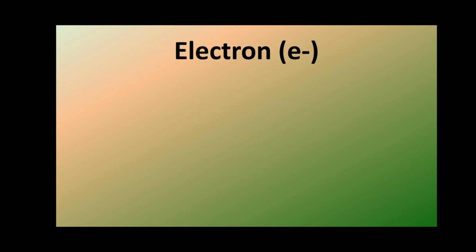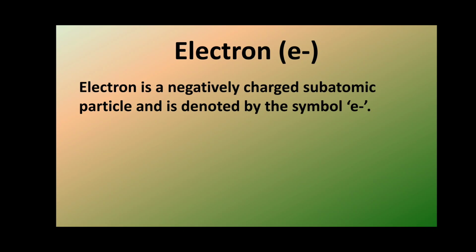An electron is a negatively charged subatomic particle, denoted by the symbol e. Each electron carries 1 unit of negative charge, and remember, the mass of an electron is 1800 times less than the mass of hydrogen. We saw that in the atomic theories also. In Thomson's atomic theory, he said there is a negatively charged particle with 1800 times less mass than hydrogen. It is nothing but the electron.